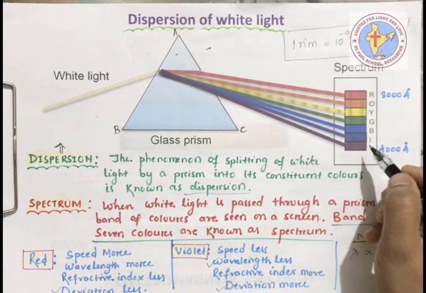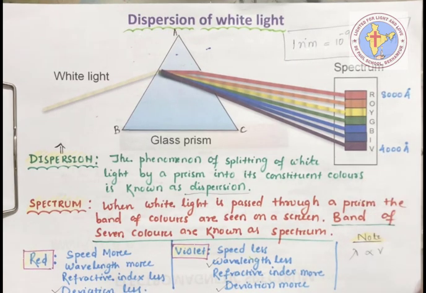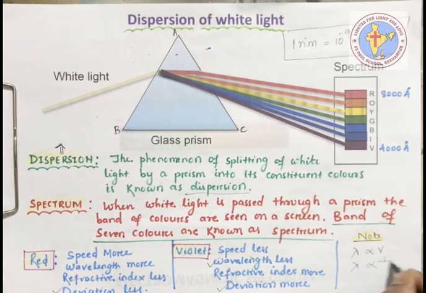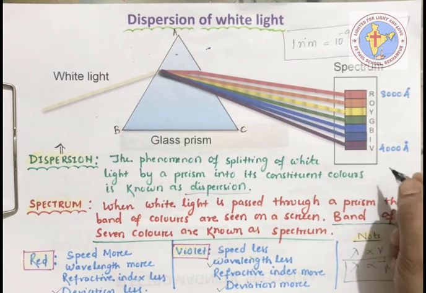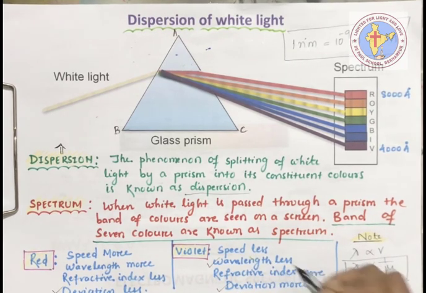Now what about the refractive index? We know that refractive index and wavelength are inversely proportional to each other. So in case of red light, since the wavelength is more, the refractive index will be less. In case of violet light, the wavelength is less, so refractive index will be more. Like this you can differentiate these two colors, red and violet.